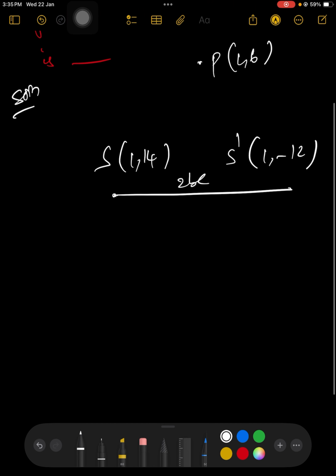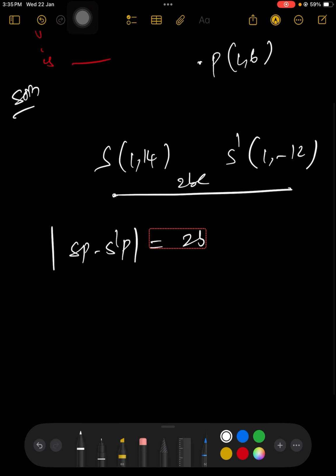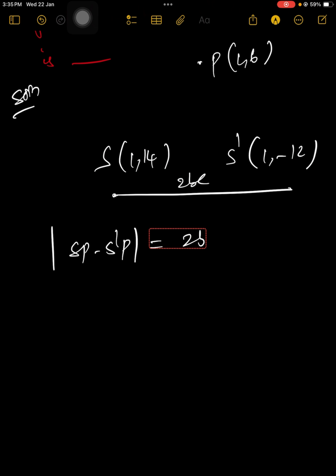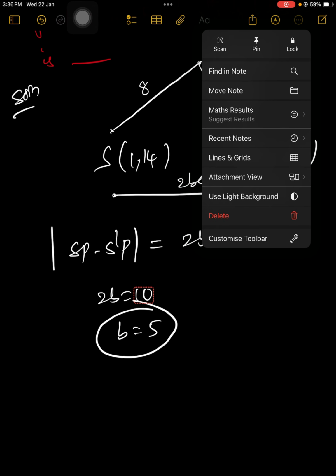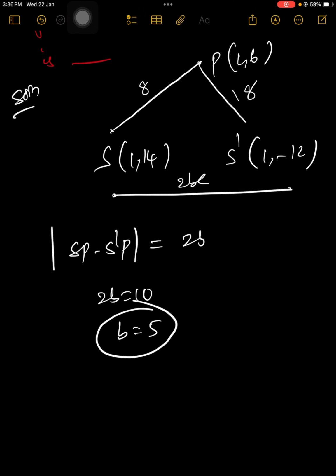Now we know that modulus of SP minus S'P equals 2B, right? Now SP, if you find the distance, this is 8, and S'P, this is 18, because 1 minus 1 is anyway 0, so 18. So 2B equals what we get, 10, then B equals 5, right? Now coming to the distance between these two, 2BE is equal to, anyway that is also very simple, 26, because 1 minus 1 is 0.